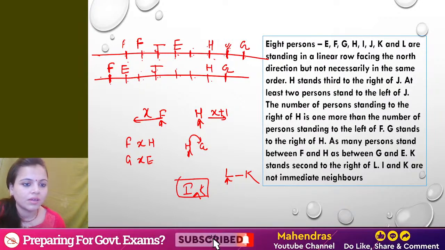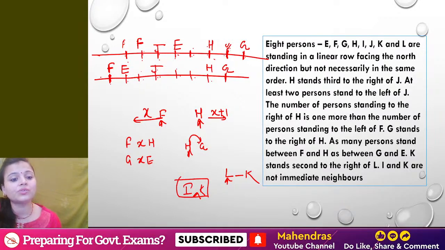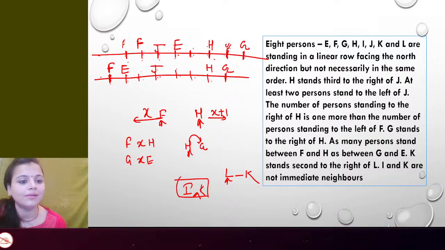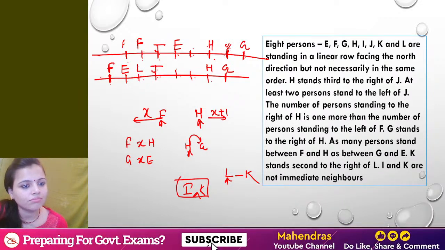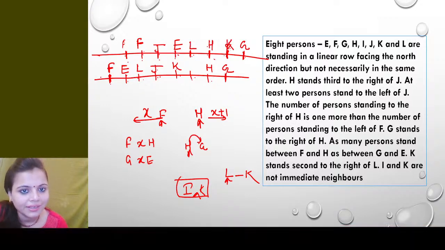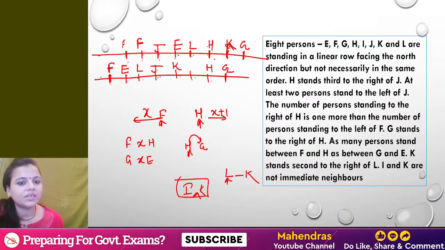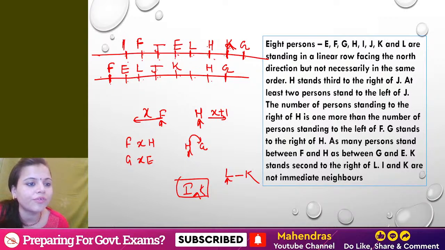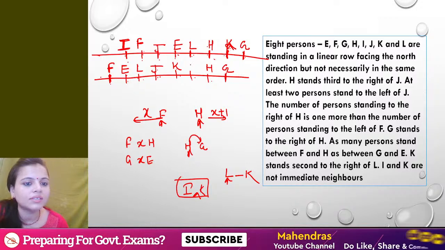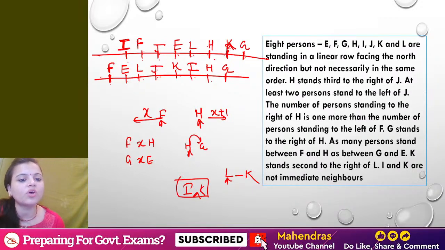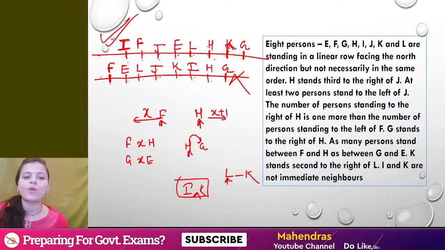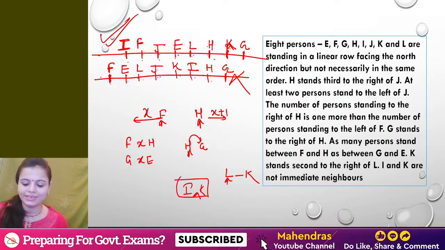E. Now, K is second to the right of L. L and K. Okay. But I and K are not immediate neighbors. Only one place is left for I, and in this case I is not the neighbor of K. So the second possibility is wrong, and the first one is your right answer. So this is your correct diagram.